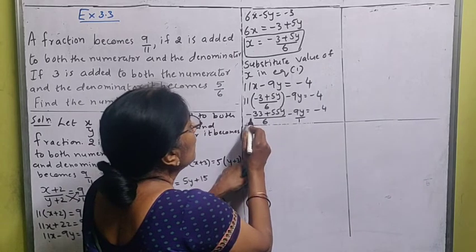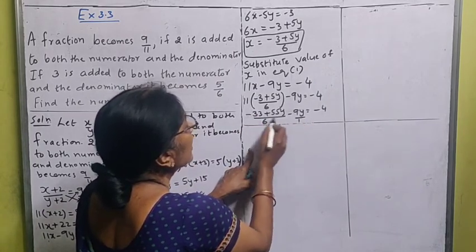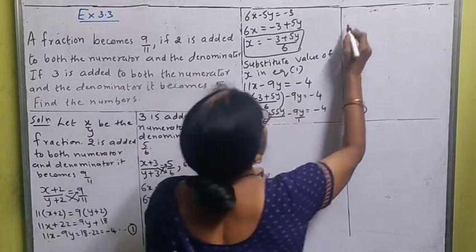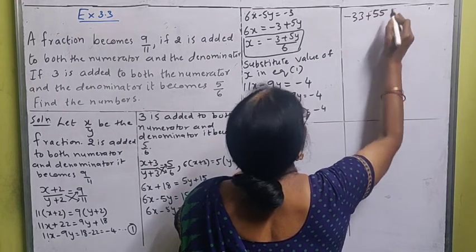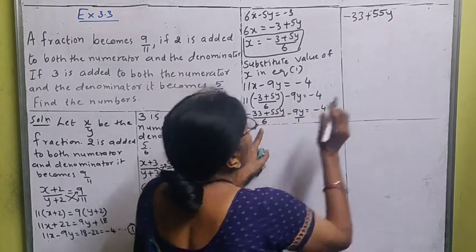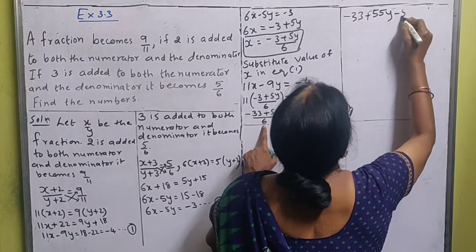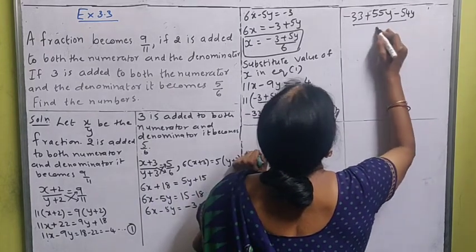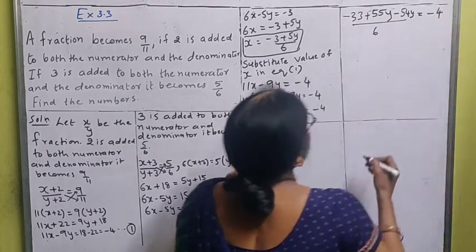So what? We have 2 now. 6 is the LCM over here. So 1 is there, I told you cross multiply. Minus 33 plus 55 into 1 will be minus 33 plus 55y. Okay. Then what you have to do? 6 into 9 minus 9 6s are 54y, whole divided by 6 will remain as it is, equal to minus 4.